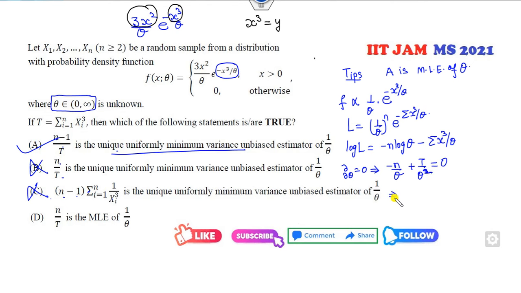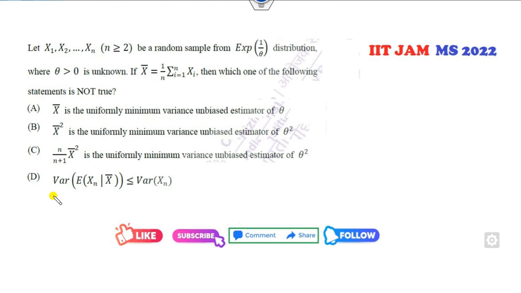So what is the meaning of that? N over theta is T upon theta square. So one theta will be cancelled out. So I can see n over T is the MLE of 1 over theta. So that's a right answer. So A and D are my correct options.